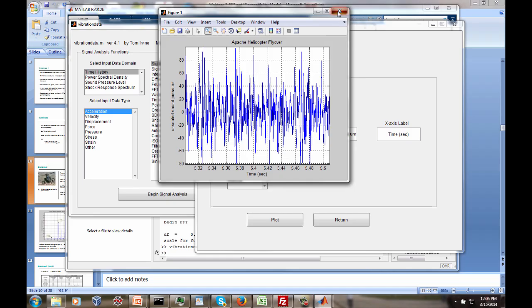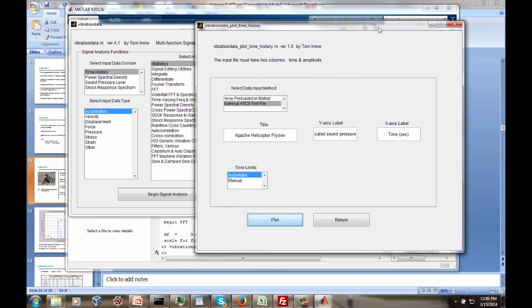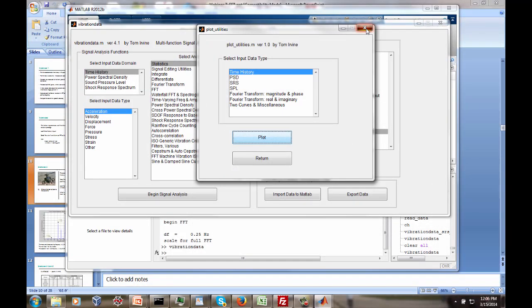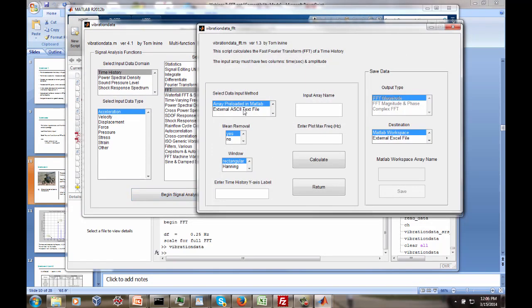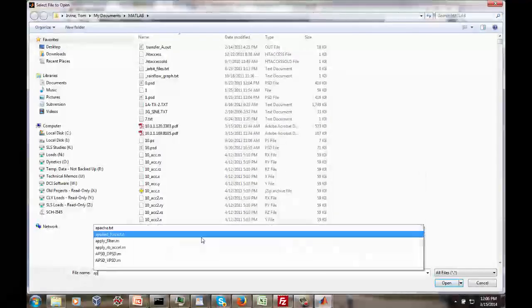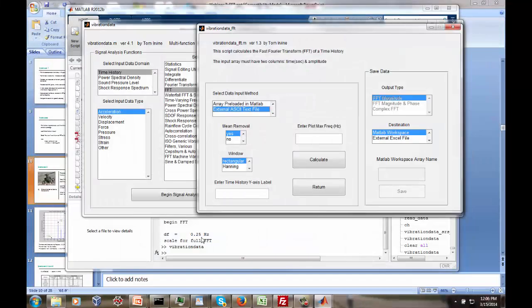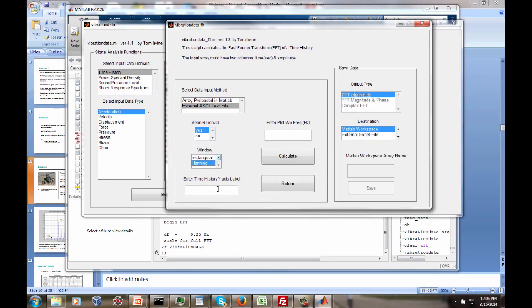How can we figure that out? How can we resolve that? Well, we've got this marvelous tool called the Fast Fourier Transform. So let's go to our Fast Fourier Transform tool, begin signal analysis, external ASCII, apache.txt. We'll do mean removal, yes, Hanning window, unscaled sound pressure. Let's plot up to maybe 500 hertz. And here's our FFT.